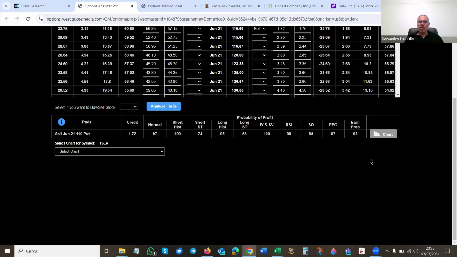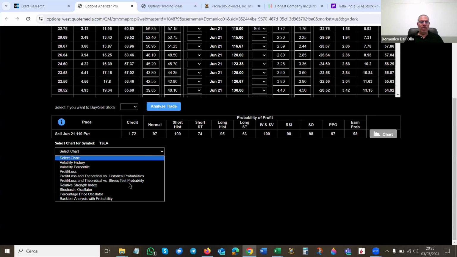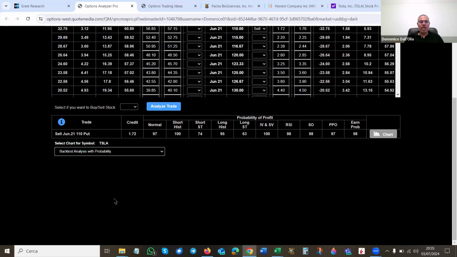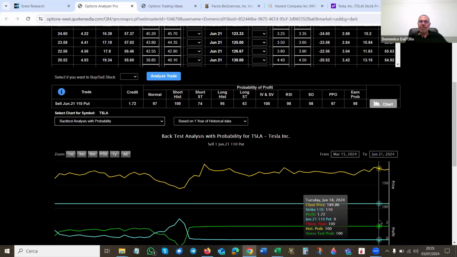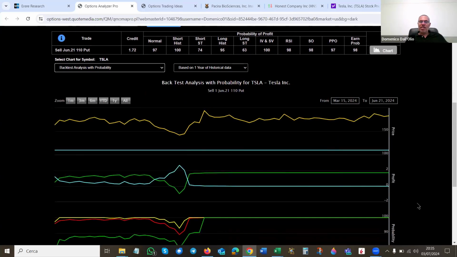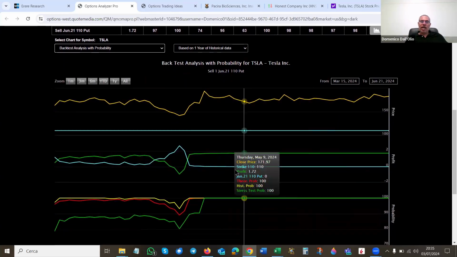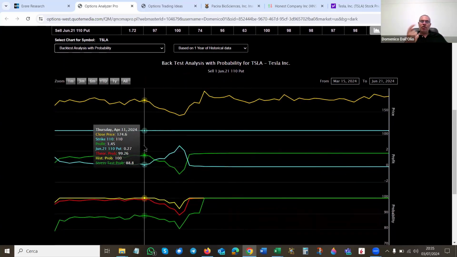If you go to the chart, you click on the button chart here, and you pick the last entry in the menu, backtest analysis with probability. You have all the evolution of the trade and the evolution of the probabilistic readings, which could help you in trying to find the best management of your open trades.